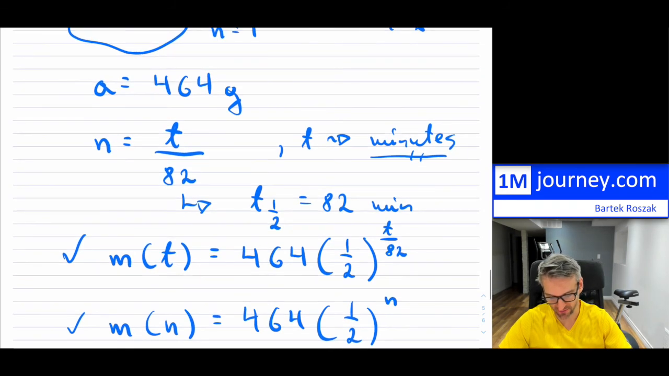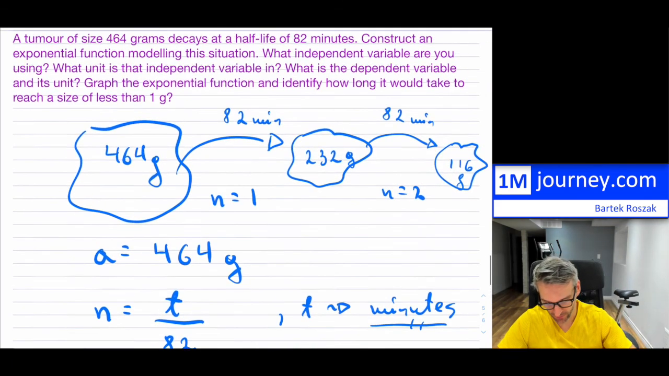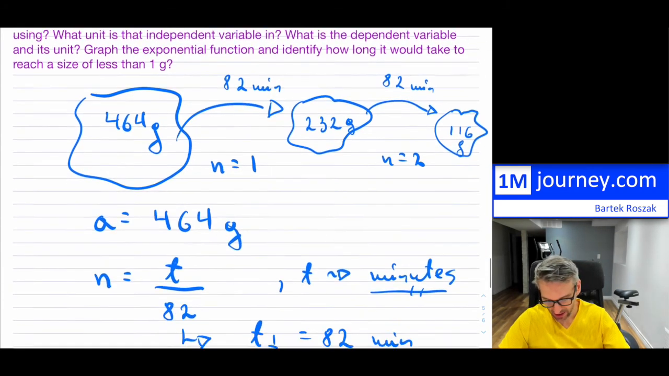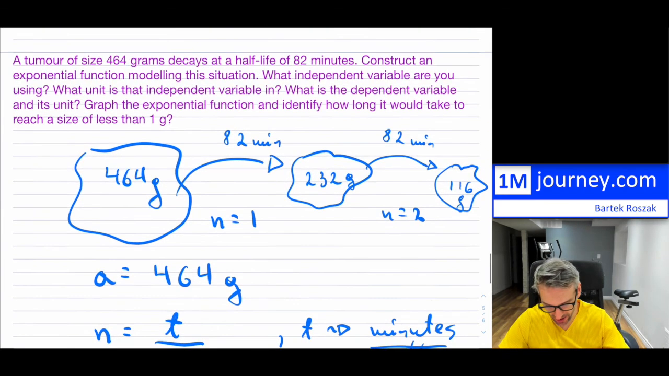Both of these are fine, but they're with respect to different independent variables. Now the variables are actually dependent on each other, n and t, because n is equal to t over 82. Now I haven't even read the rest of the question. It says construct an exponential function modeling this. Well, okay, so there you have it. We've just modeled it.